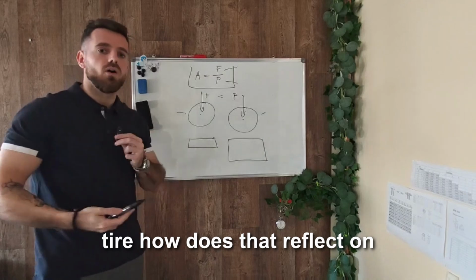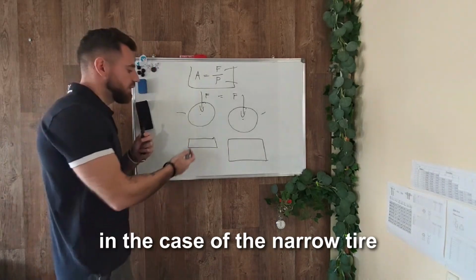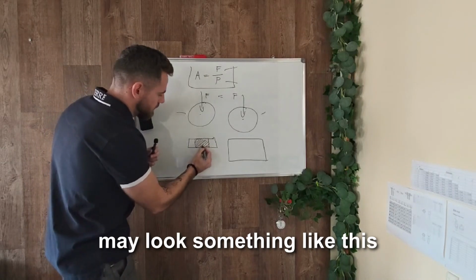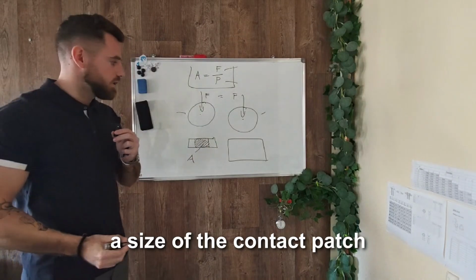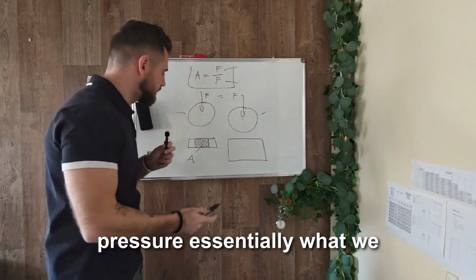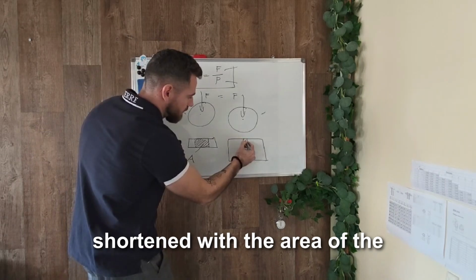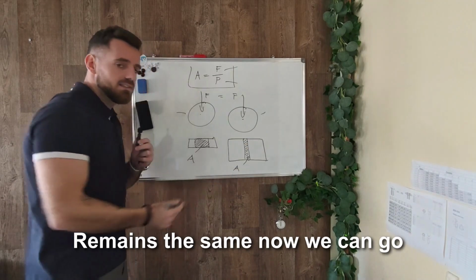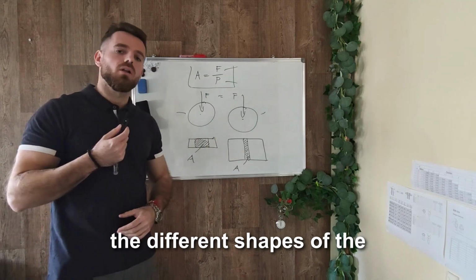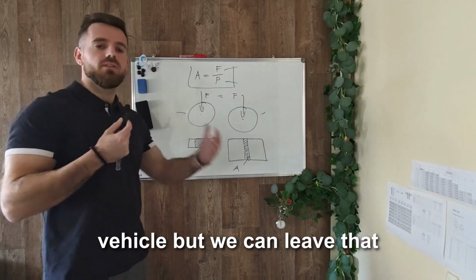How does that reflect on the contact patch and its size and its shape more specifically? In the case of the narrow tire, the area of the contact patch may look something like this. This is A, the size of the contact patch. When we switch to a wider tire on the same vehicle with the same tire pressure, essentially what we observe is the contact patch gets shortened, but the area of the actual contact patch remains the same. Now we can go a lot into detail about how the different shapes of the contact patch lead to different results and behavior of the vehicle, but we can leave that for another video.